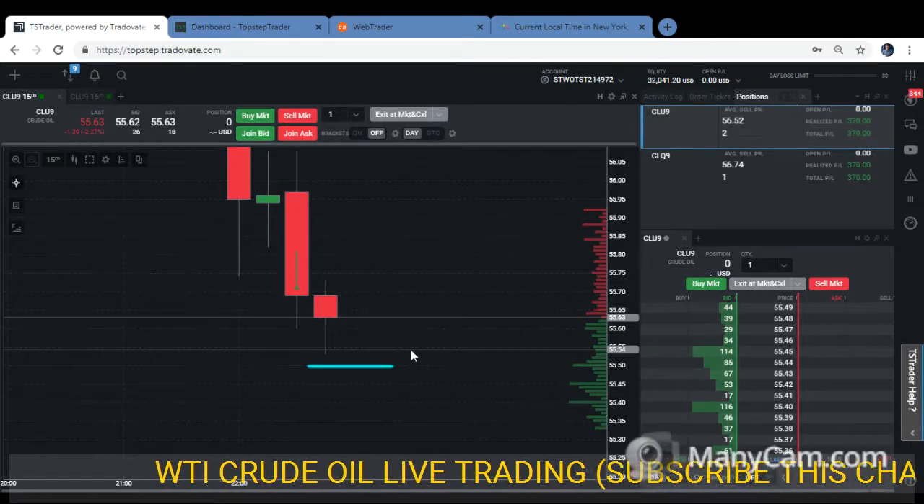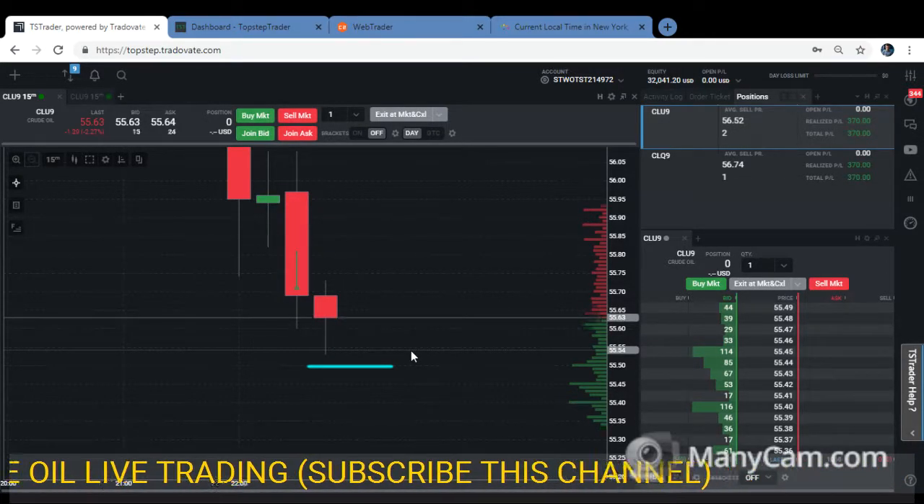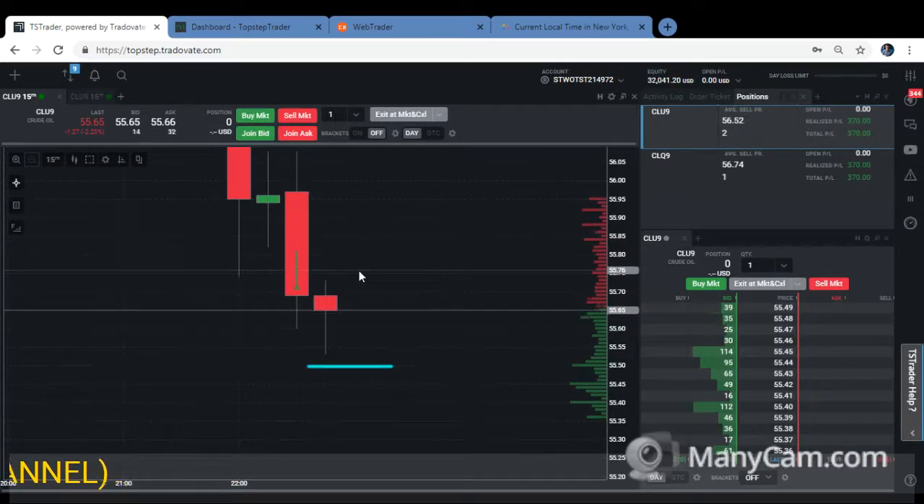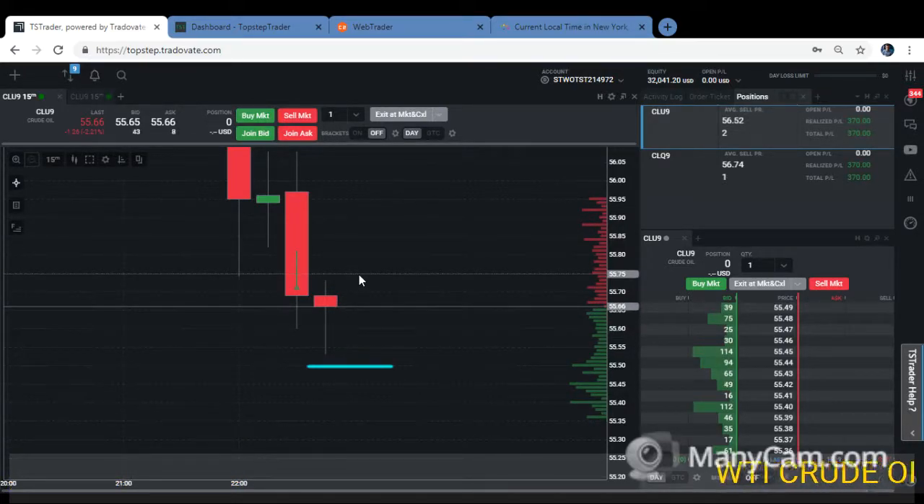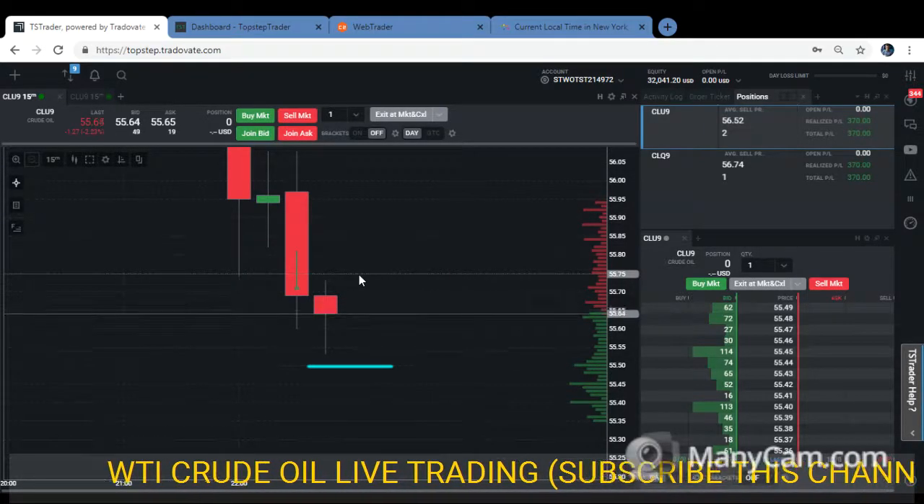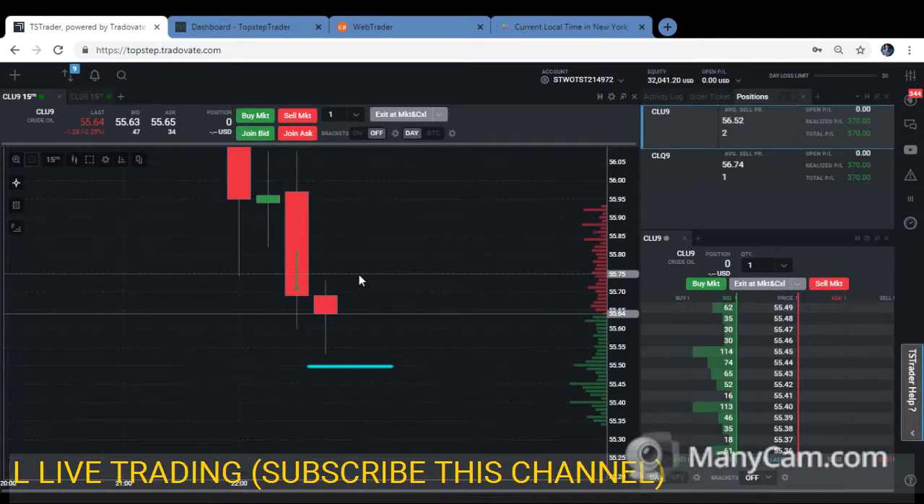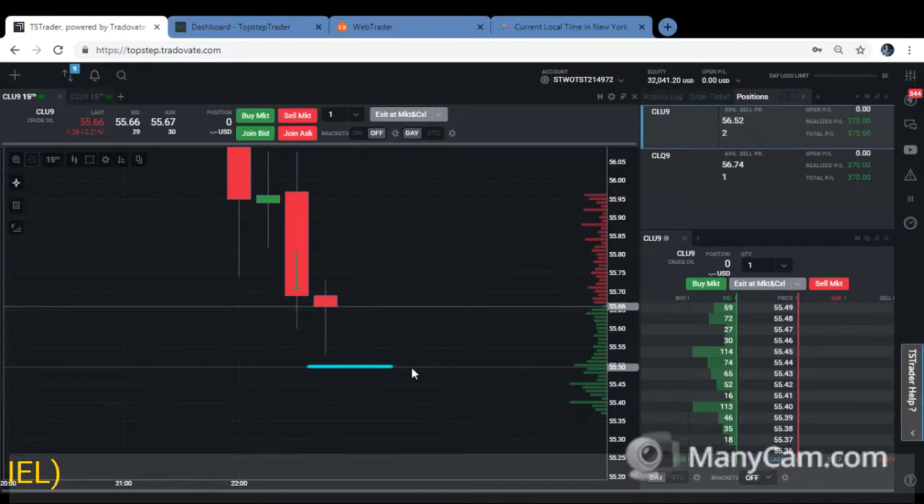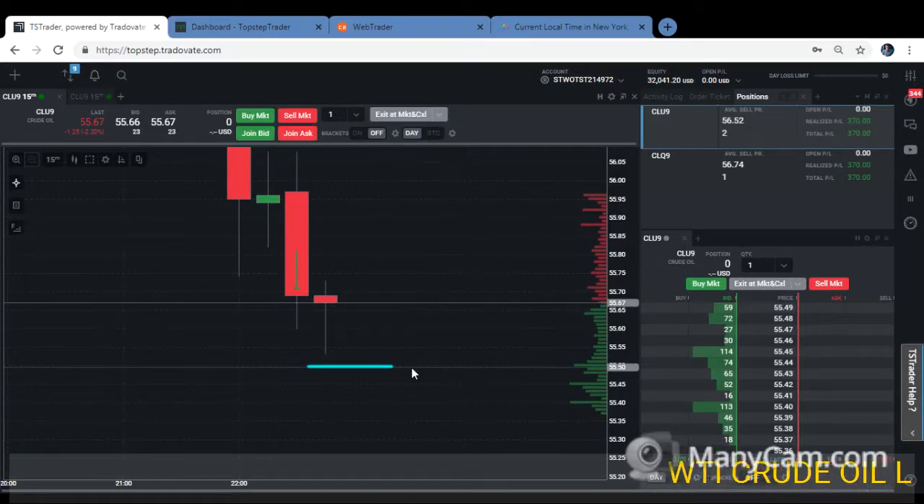About 10 ticks above. So let's be careful. If the price returns back, then I suggest you guys exit at profit at 75, which is still profitable. But no matter what, maybe within 1 hour it will go to this 55.49. That's the target.